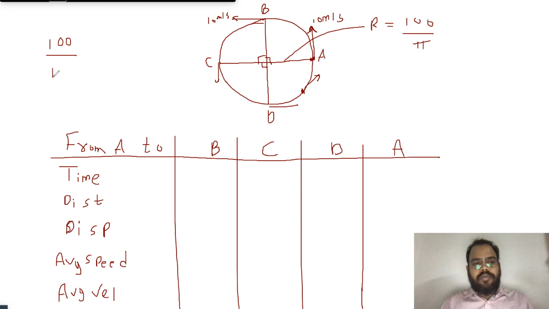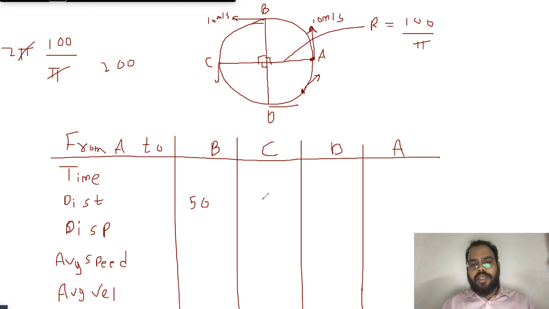The circumference of a complete circle will be 2 pi r. So I'll multiply 2 pi by this r. So pi and pi will cancel out, and my total circumference is 200. So from A to B it is 1/4, so the distance from A to B will be 50.